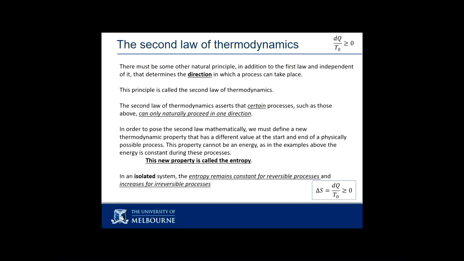The property gets the symbol S. My delta S is greater than or equal to 0, and I'm going to define it as my heat transfer out of the system divided by the temperature of the surroundings. That one's important. It's very difficult to evaluate entropy problems, entropy of heat transfer across a system, if you don't know something about the temperature of the surroundings.